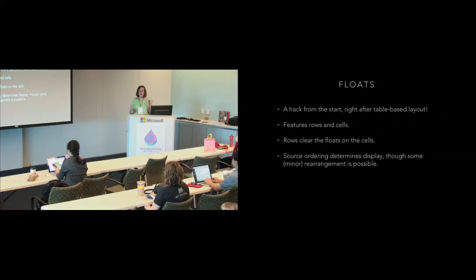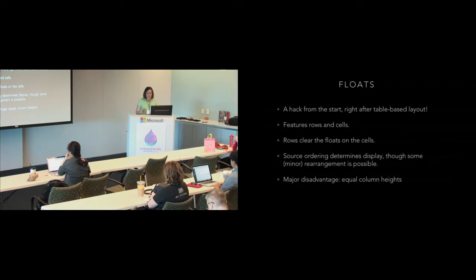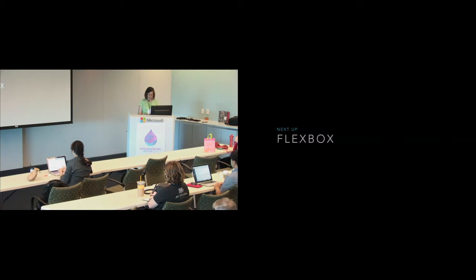The source ordering in the HTML is going to determine the display. There are things like push and pull, which can rearrange things on the page for you, but it's only to a very minor extent that you can do rearrangement. And one of the things that was really a major disadvantage of floats is equal columns. It's like the kryptonite of floats. So if we take a look at that, let's take a look at some code.